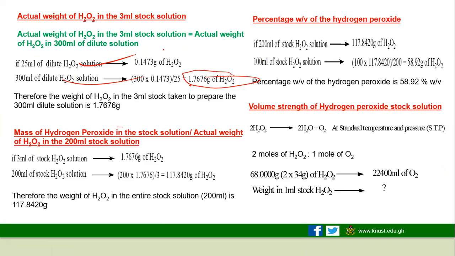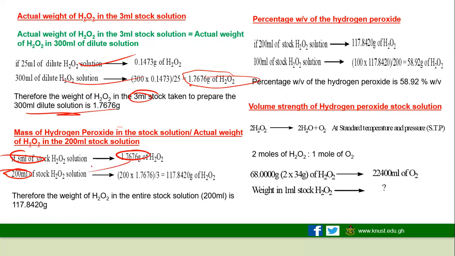It means the amount of peroxide didn't change, moving from the 3 mils to the 300 mils. So we can see that the amount in the 300 mils is the same as the amount in the stock 3 mils, right? Good. Now, if you are supposed to find the peroxide in the stock, then we'll say that the 3 mils would have this. If the 3 mil has this, then the 200 mils stock will have.